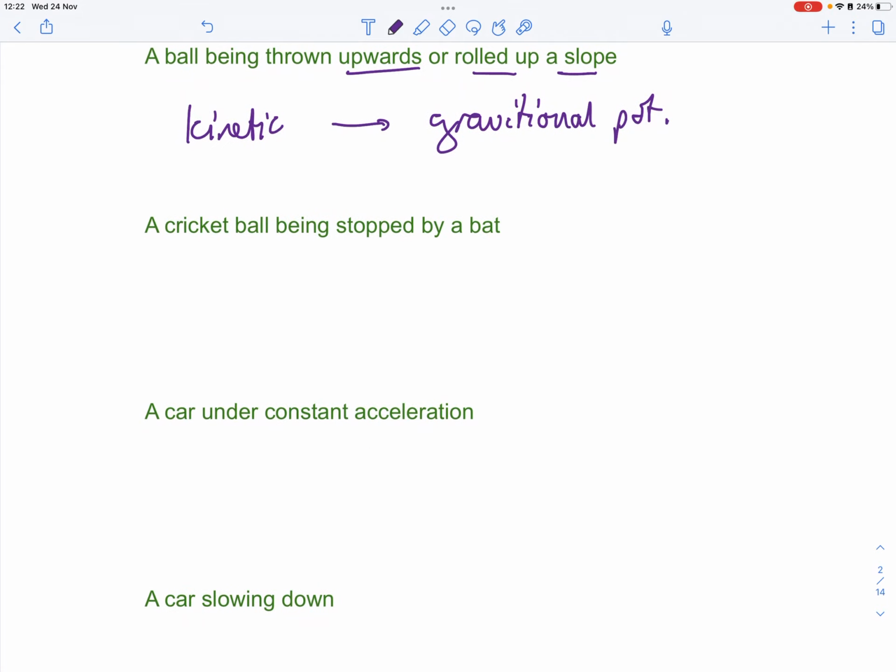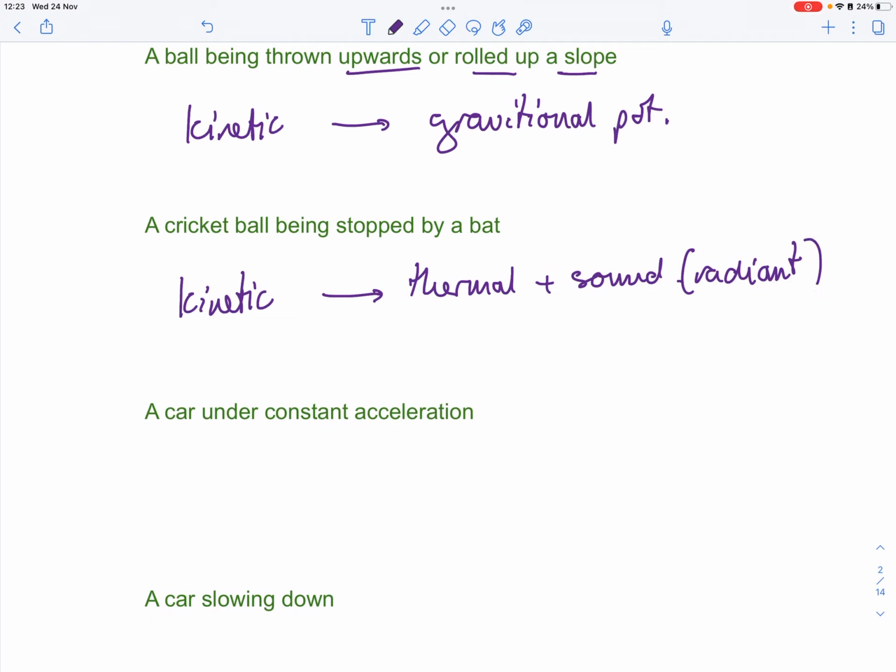A cricket ball being stopped by a bat. As it's moving through the air towards the bat, it has quite a lot of kinetic energy. That is then completely transferred as it's stopped, and quite a lot of it is transferred into thermal energy, making a little hotspot on the surface of the bat, raising the temperature of both the ball and the bat because of the impact, and there'll be quite a bit of sound produced as well. So sound energy, which is an example of a radiant transfer. Technically we're looking at a transfer of energy through the sound, with a store of thermal energy produced.